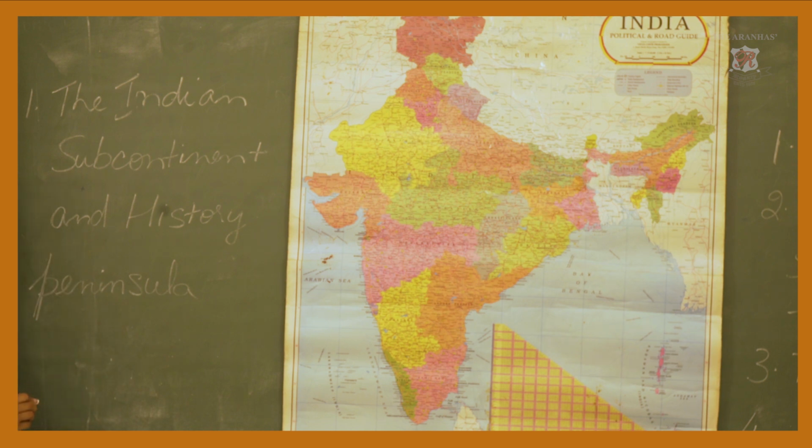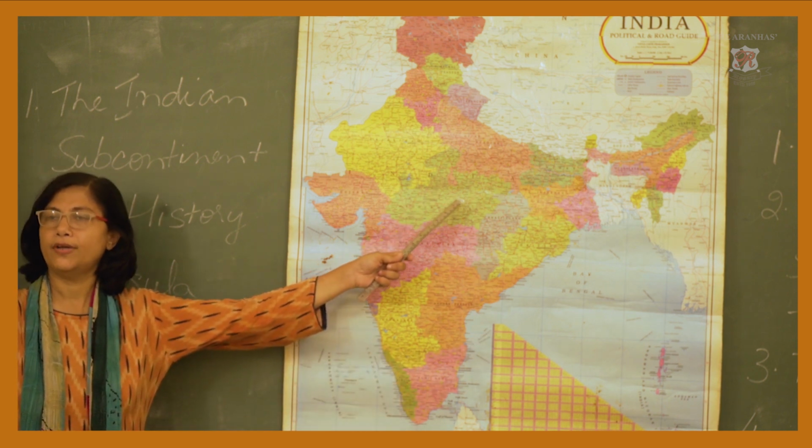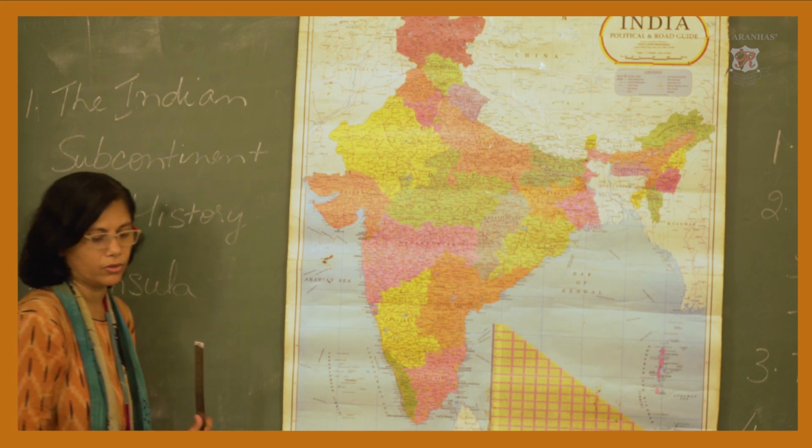So, what is it called? An area with 3 sides of water and one side of land. What is it called? Yes, it is called a peninsula. Very good.